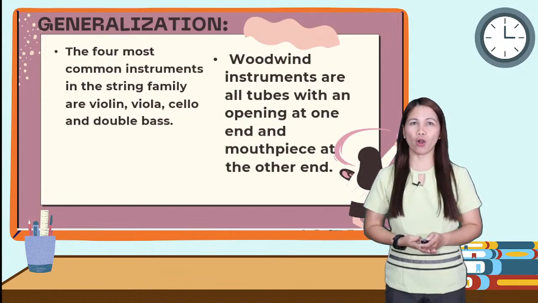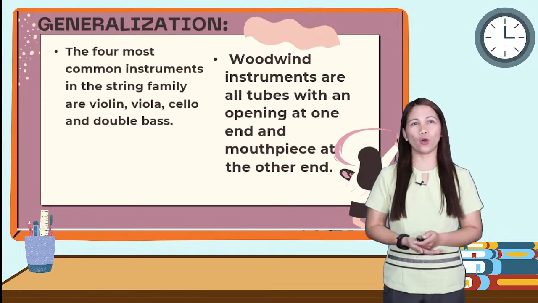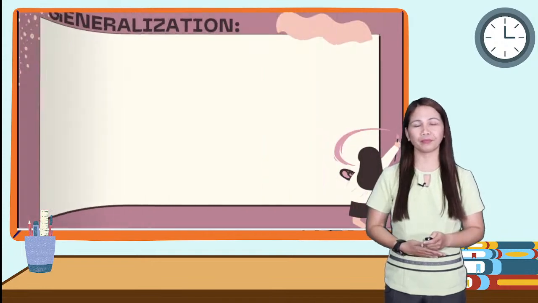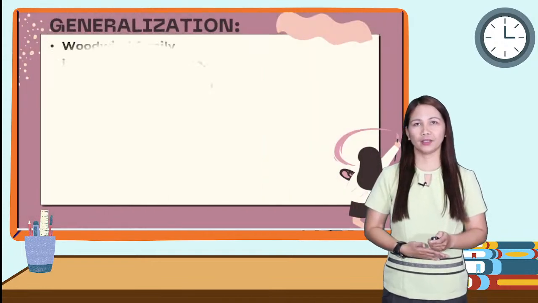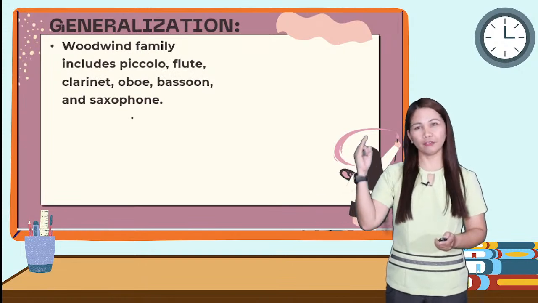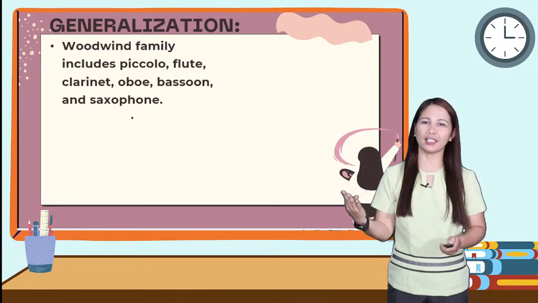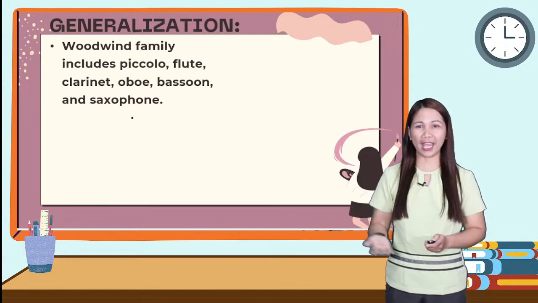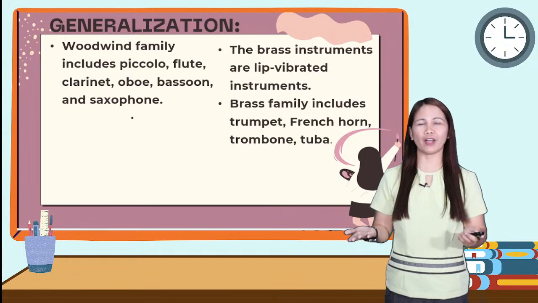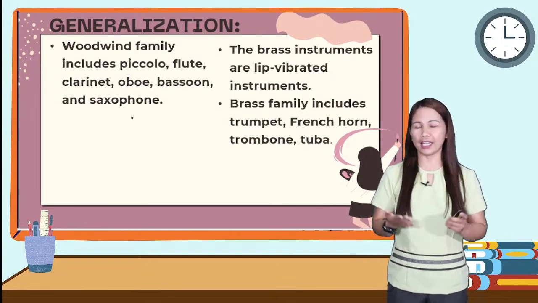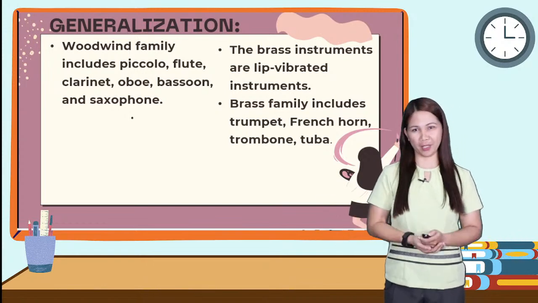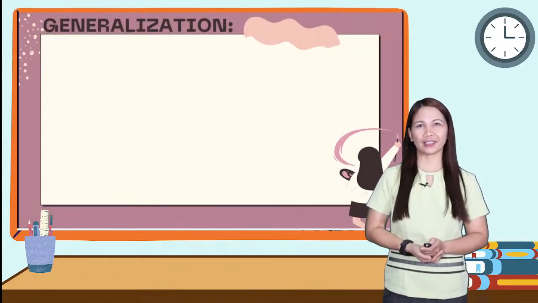Woodwind instruments are all tubes with an opening at one end and mouthpiece at the other end. Woodwind family includes piccolo, flute, clarinet, oboe, bassoon, and saxophone. The brass instruments are lip-vibrated instruments, and it includes trumpet, French horn, trombone, and tuba.